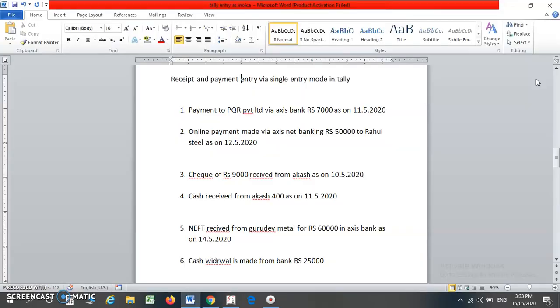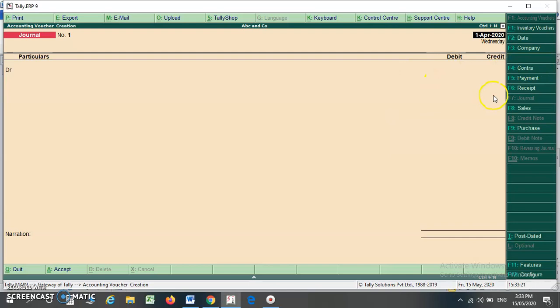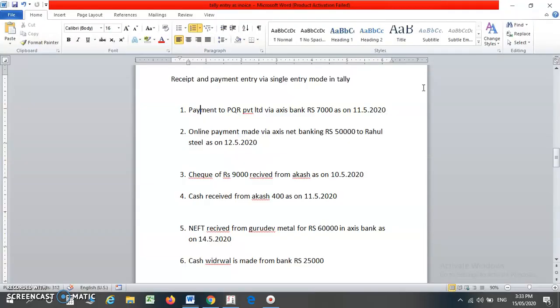Now just read the transaction. Payment to PQR Private Limited via Axis Bank rupees 7,000 on 11/5/2020. What is the entry? PQR Limited account debit to Axis Bank account. So for the purpose of making a payment entry, I have to select F5 payment. What is the date?